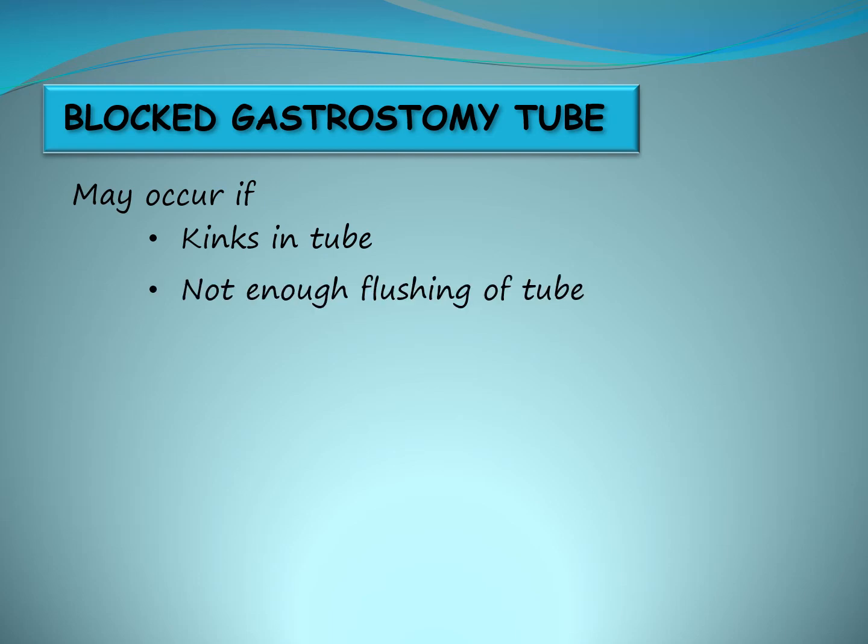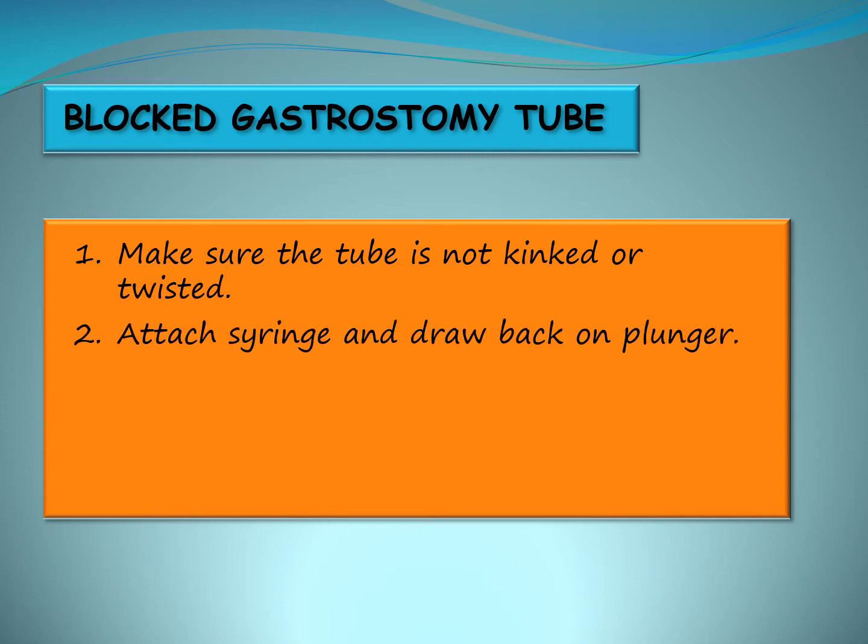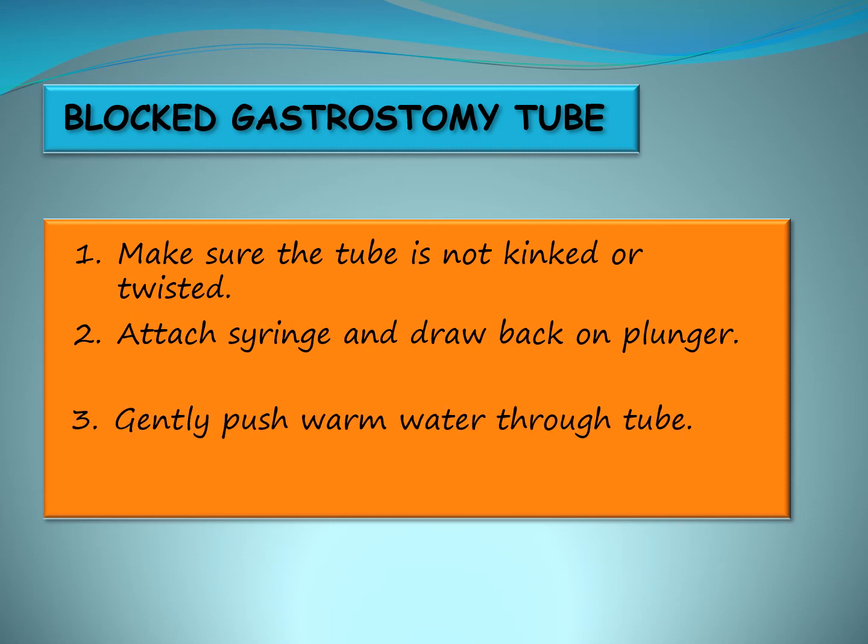A blocked gastrostomy tube may occur if there are kinks in the tube, not enough flushing of the tube, or thick fluid. Make sure the tube is not kinked or twisted. Attach a syringe into the tube and slowly draw back on the plunger. If this does not work, gently push up to 10 milliliters of warm water through the tube. If this does not clear the tube, call the parent.